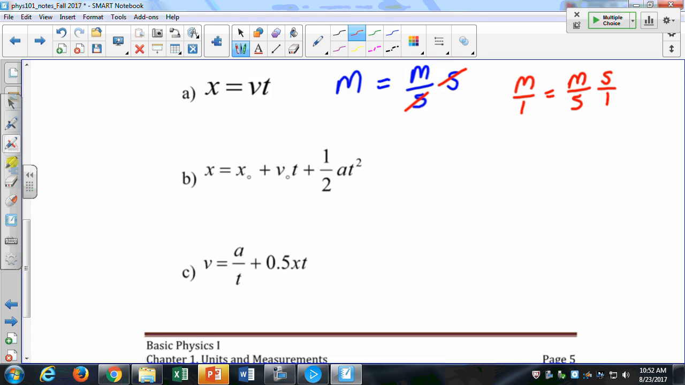So here I have x. It's in meters. This variable has a little 0 subscript. What that means is it's an initial position. So anytime I see a variable with a 0 subscript, that just means what is that variable at the initial time or at the beginning of my measurement. We'll see that more next chapter.